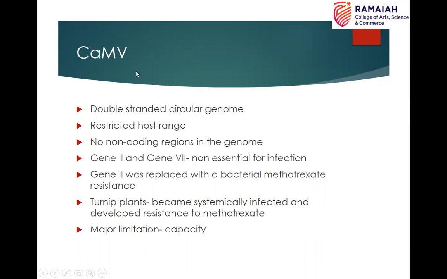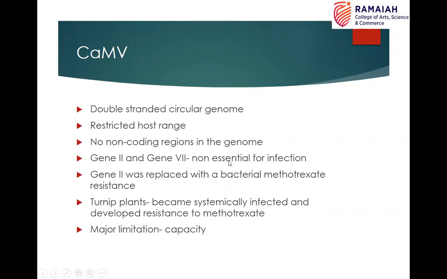One important candidate or member of this caulimovirus group is CaMV. This is cauliflower mosaic virus, one of the members of this caulimovirus group. Obviously, they are DNA containing viruses, and the DNA present is double-stranded circular DNA. And one unattractive feature of this virus to use as cloning vector is it has got a restricted host range. That means a very limited number of plants are infected by this virus, and there are no non-coding regions in the genome.